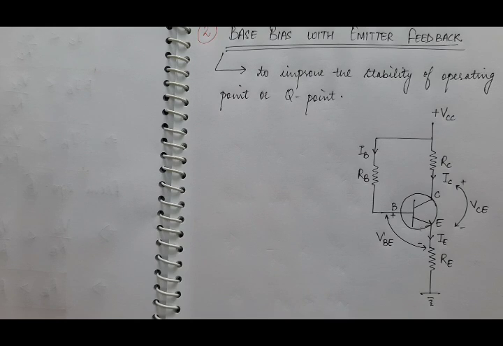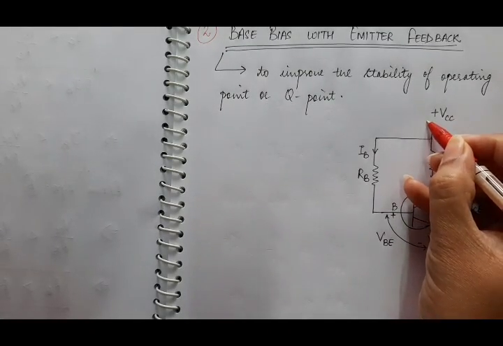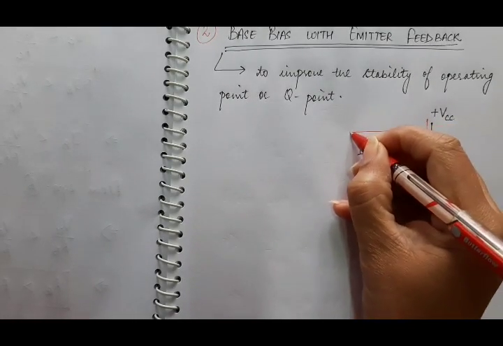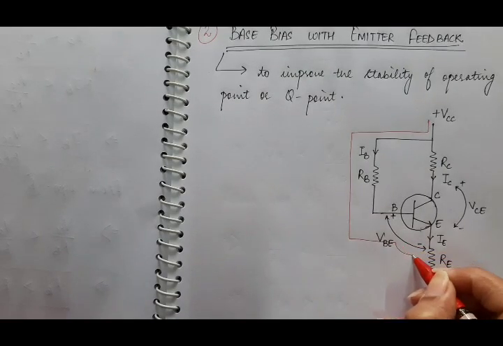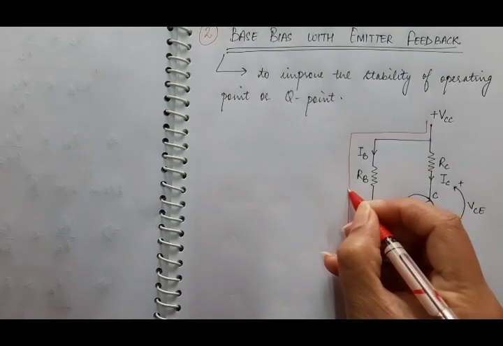What we will do, first of all, we have to find the operating point. Operating point means we have to find the value of IC and VCE. How? By applying Kirchhoff's voltage law to input circuit as well as to the output circuit. So first apply Kirchhoff voltage law to this input circuit. What is input circuit? This is input circuit.